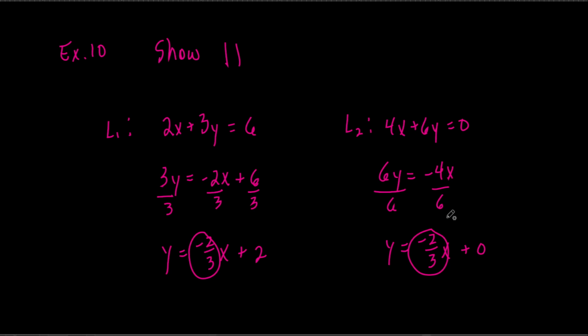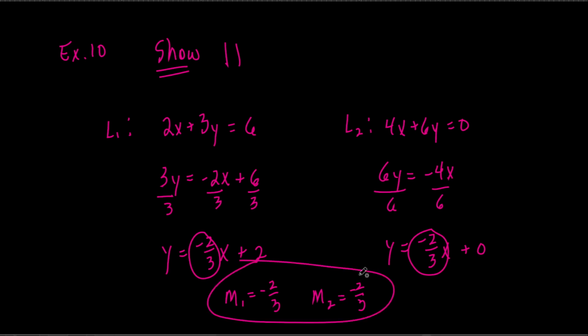It's the same exact thing, negative 2/3. So what did we just do? We just showed that the lines are parallel by showing that the slopes are equal. If you want to, you could say M1 is equal to negative 2/3 and M2 is equal to negative 2/3. That shows that the slopes are equal, which means that they're parallel. Pretty easy, right? They're just warming you up for this problem right here.